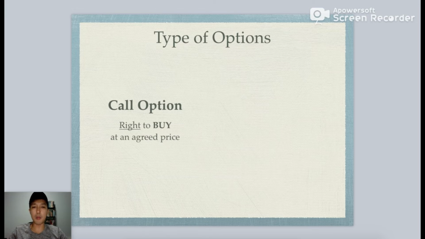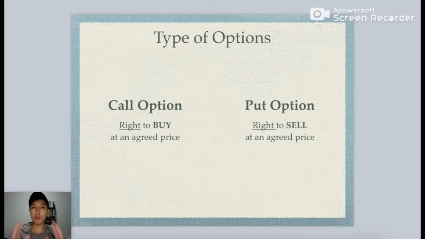So what types of options are there? Like I mentioned earlier, there are two types. One is the call option, which by definition means the right to buy at an agreed price, and the other is the put option, the right to sell at an agreed price. This is the definition of options, something you need to remember by heart.